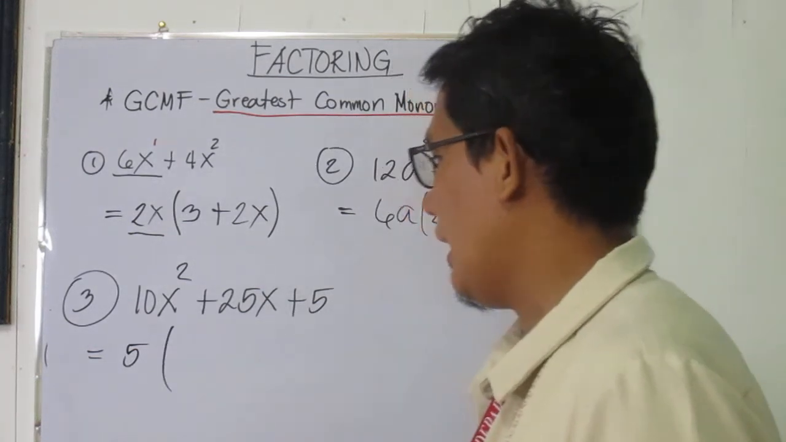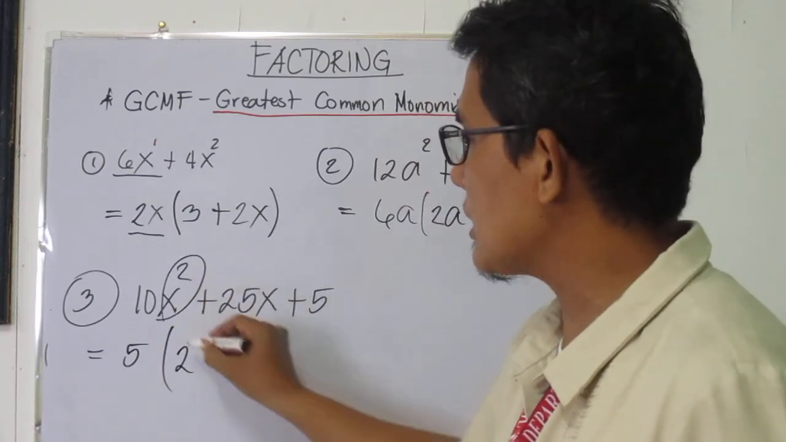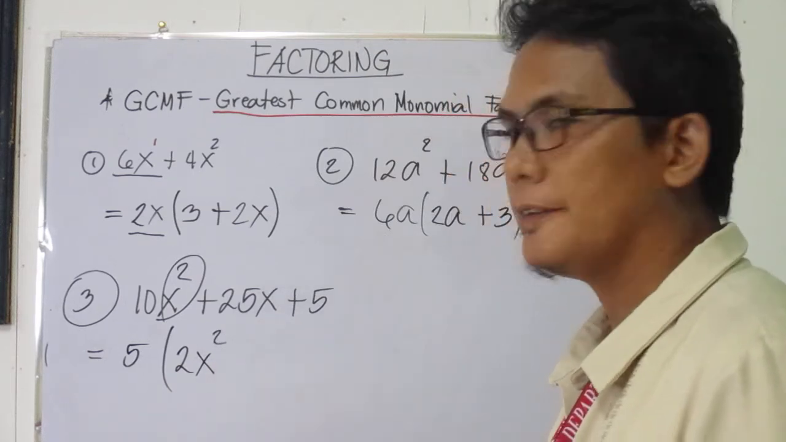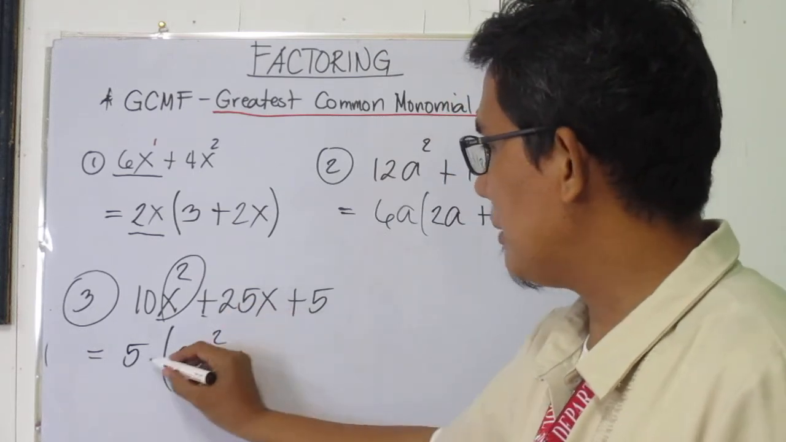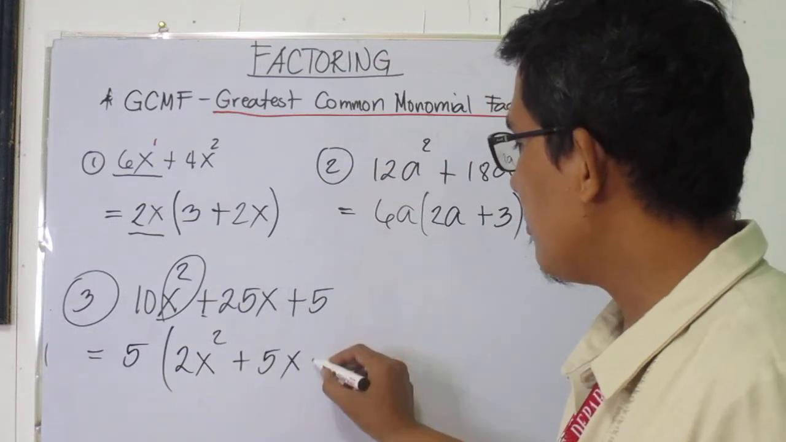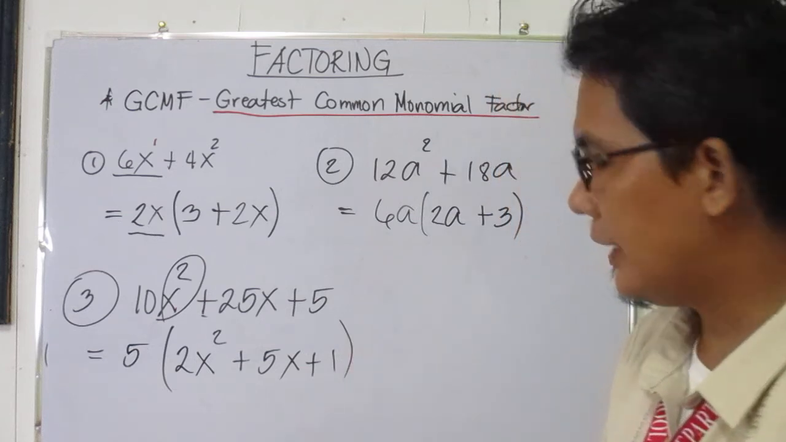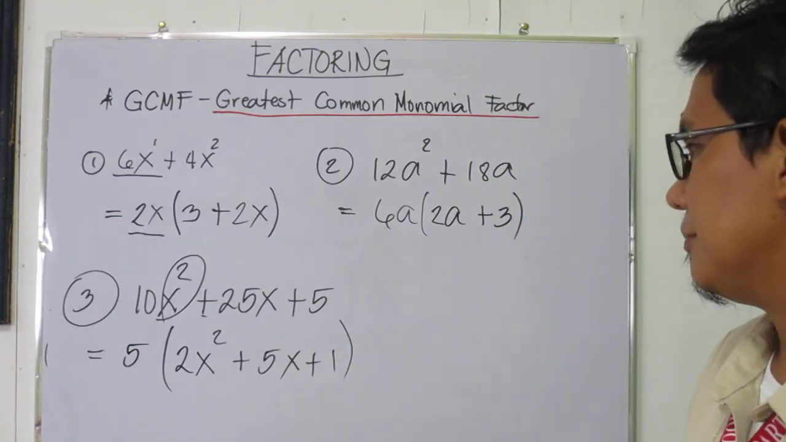Then factor out 5. 10 divided by 5 is 2. What we're going to do with our x squared is just simply copy that one. 2x squared. Then copy plus. 25 divided by 5 is 5. Copy x. Then plus. 5 divided by 5 is 1. And there we have our final answer.